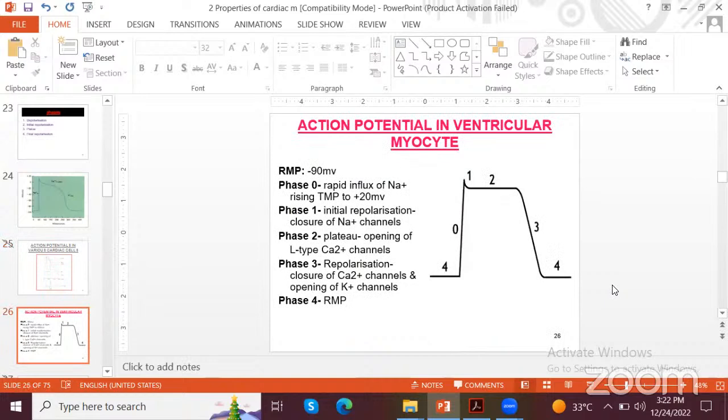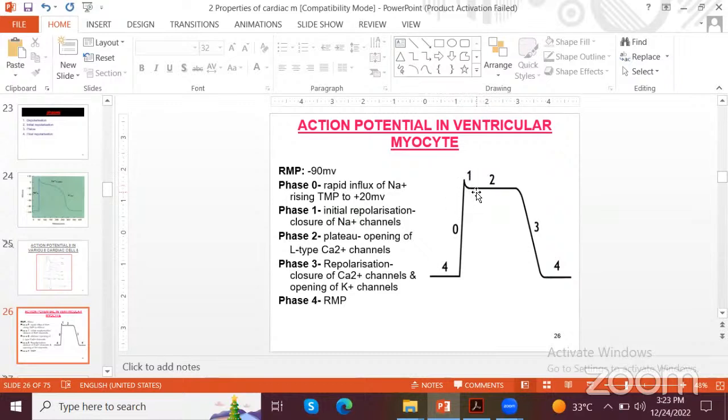So in a nutshell, we can see that the resting membrane potential is minus 90 millivolt, and phase 0, the rapid influx of sodium, raises the membrane potential to 20 millivolt. Phase 1 is the initial repolarization, which causes the closure of sodium channels. A notch is present in this phase.